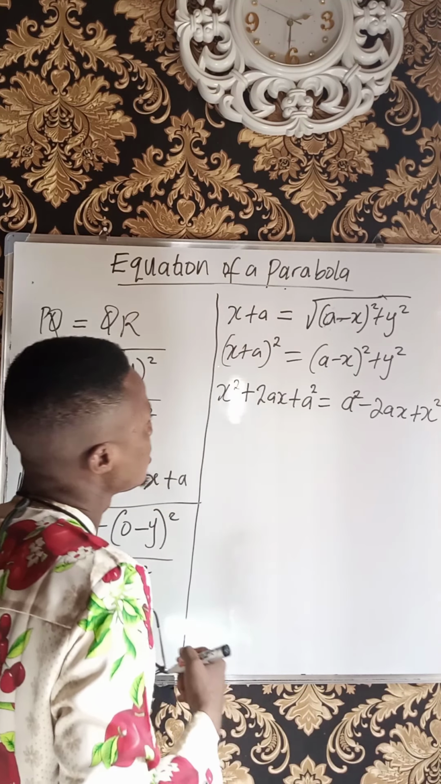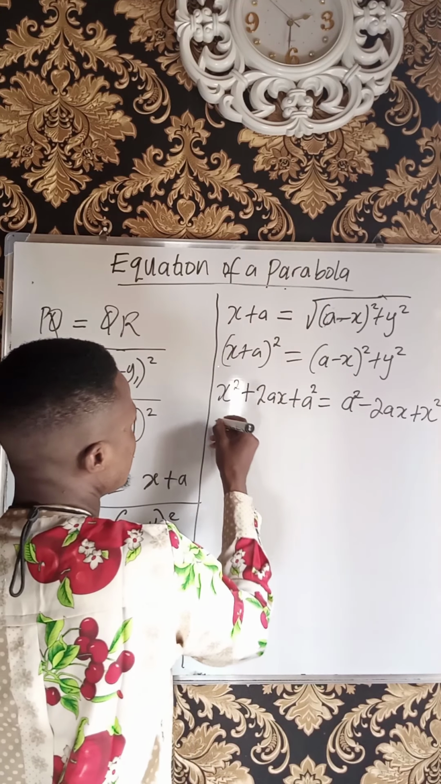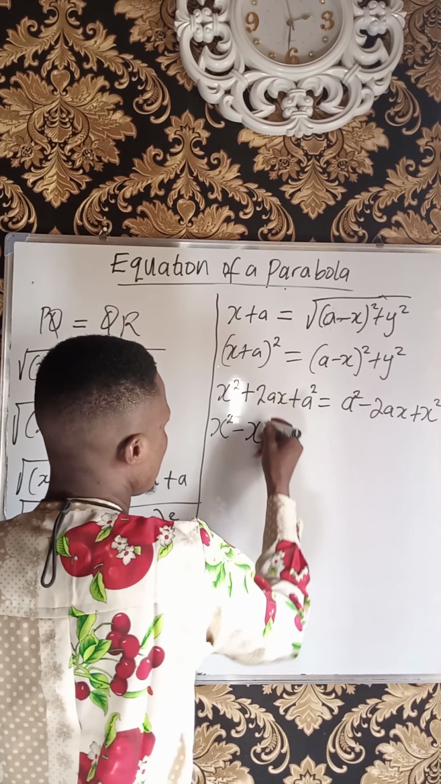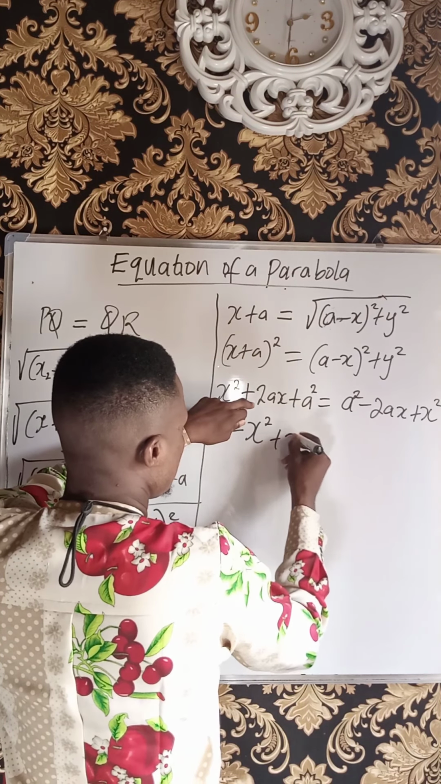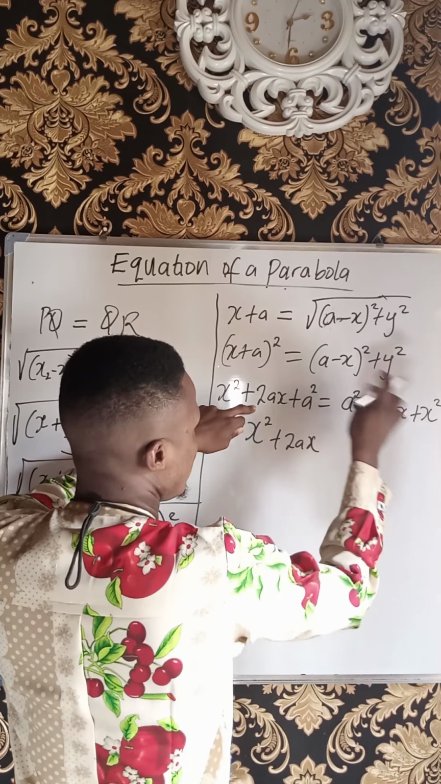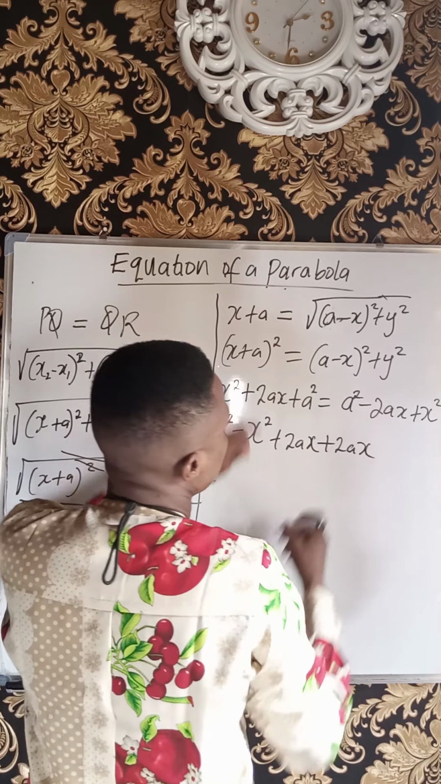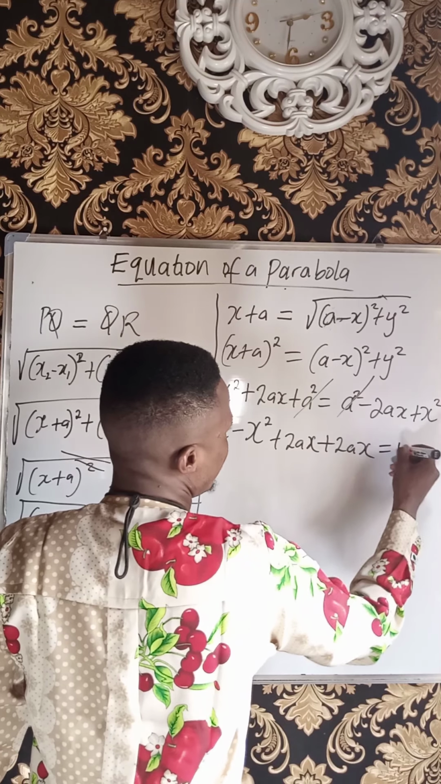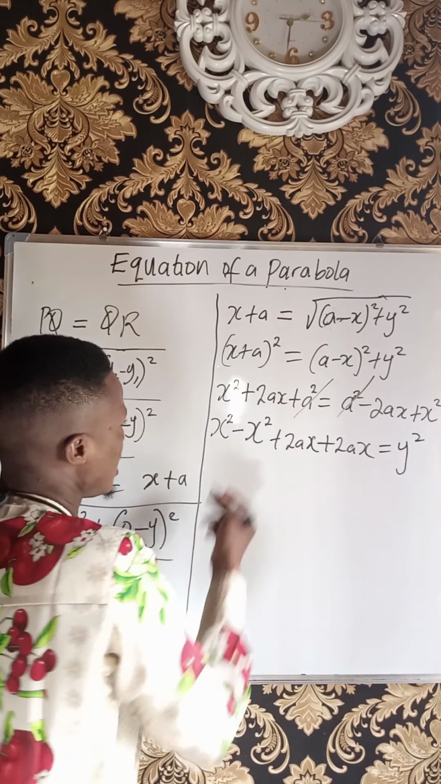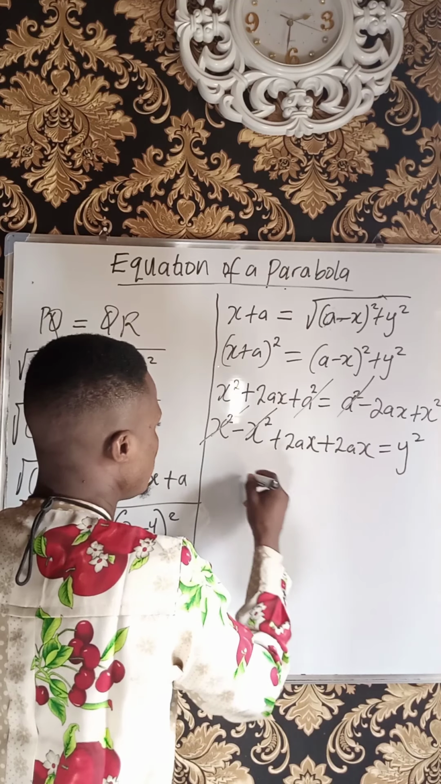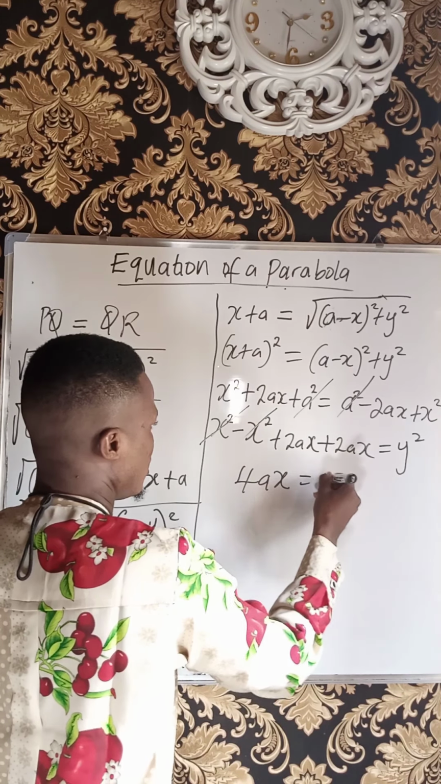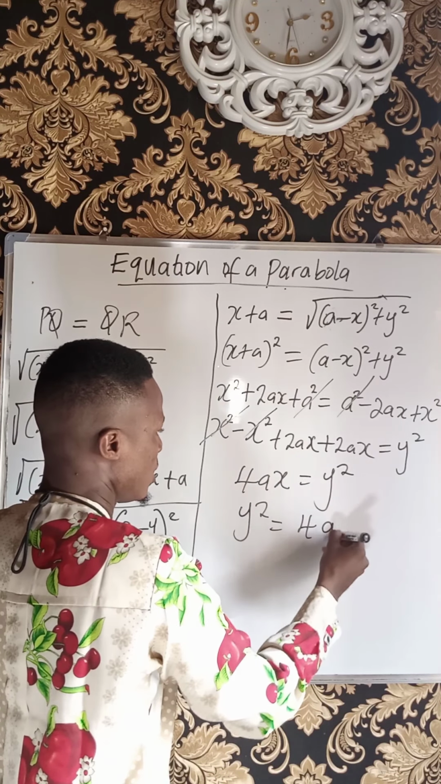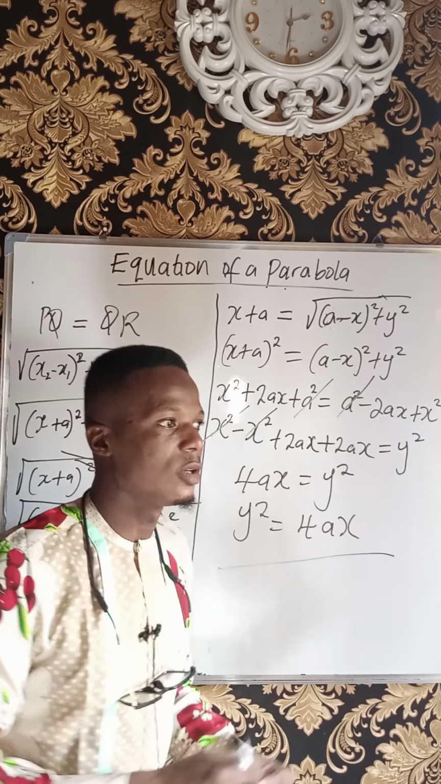So I will collect like terms. This is now x squared is here. This x squared coming here becomes minus x squared. Then plus 2ax is here. Minus 2ax coming here is plus 2ax. Without wasting time, this a squared coming here will cancel out this a squared, so it has gone. We are now left with y squared here. Now x squared has cancelled out. We have 2ax plus 2ax, which is 4ax equals y squared. So we can now write that y squared is equal to 4ax, and this can give us the equation of a parabola.